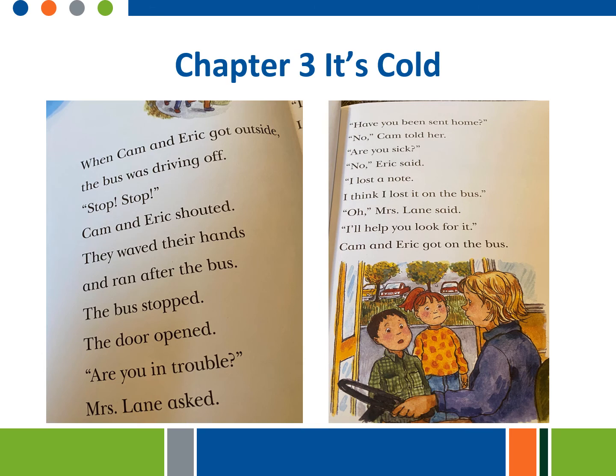I have a quick question. Why did Miss Lane, the bus driver, ask if Cam and Eric were sick? Well, scholars, if you ride a bus to school, you may know this. Mrs. Lane asked Cam and Eric if they were sick because they were running after the bus and she thought they wanted to get back on. Usually, students don't run after buses after they get dropped off at school. So I can figure out that Mrs. Lane probably thought that something was wrong and they needed to get home.